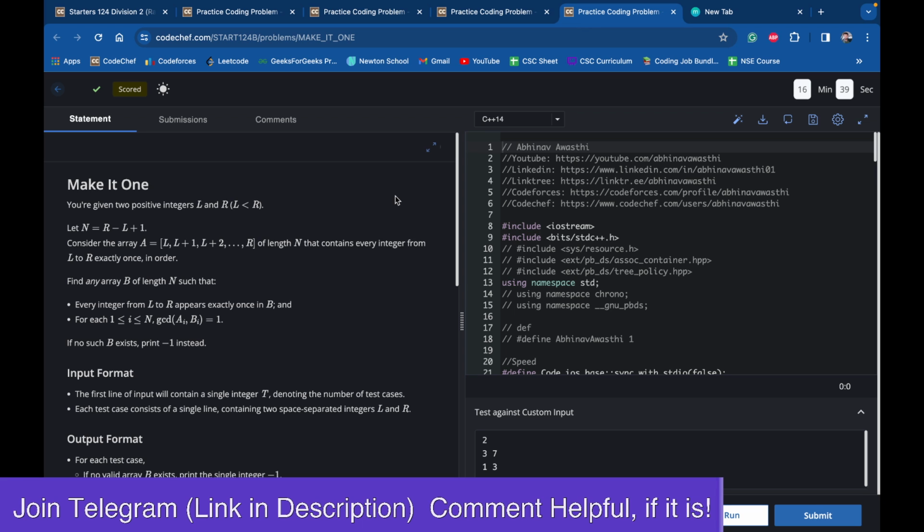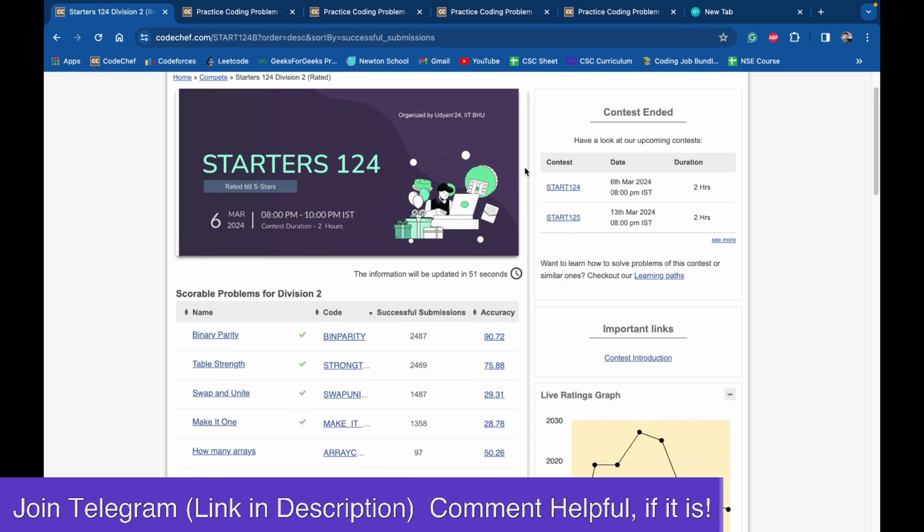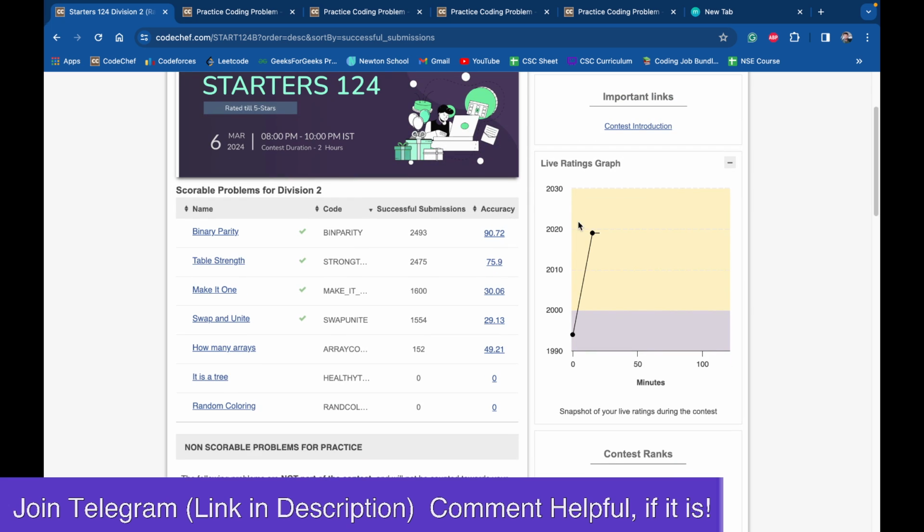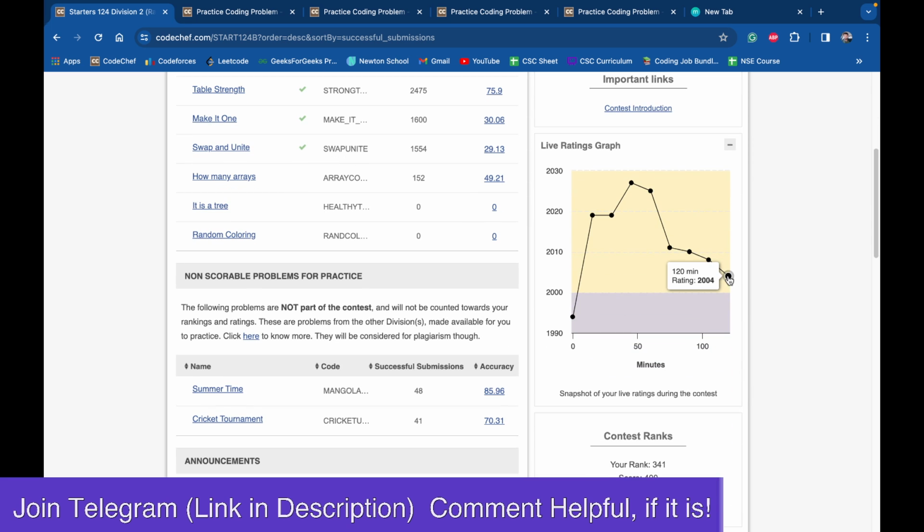I also did one wrong submission and I was able to solve this problem in the second attempt, right? The contest has also ended. Let me see what my rating change is. Okay, so luckily I again became 5 star today. It just touched 2004.